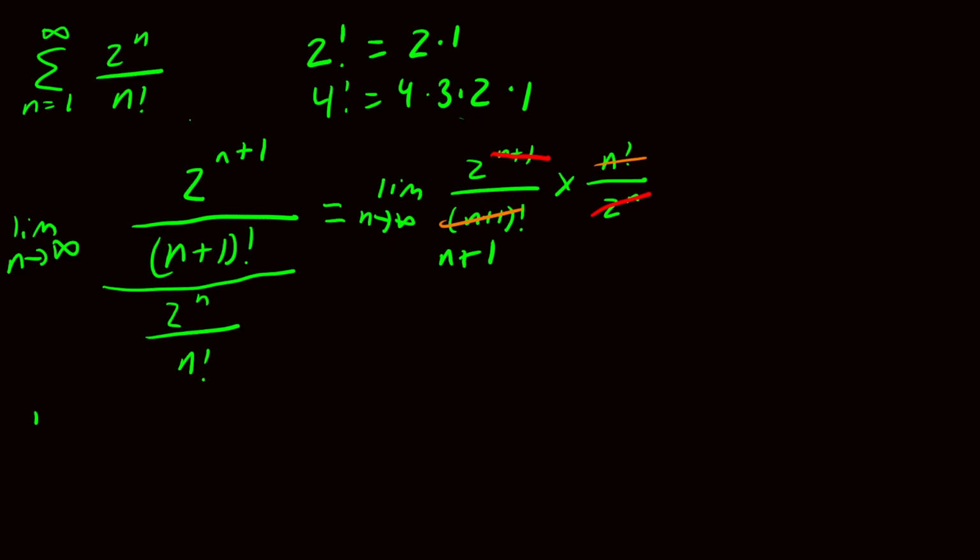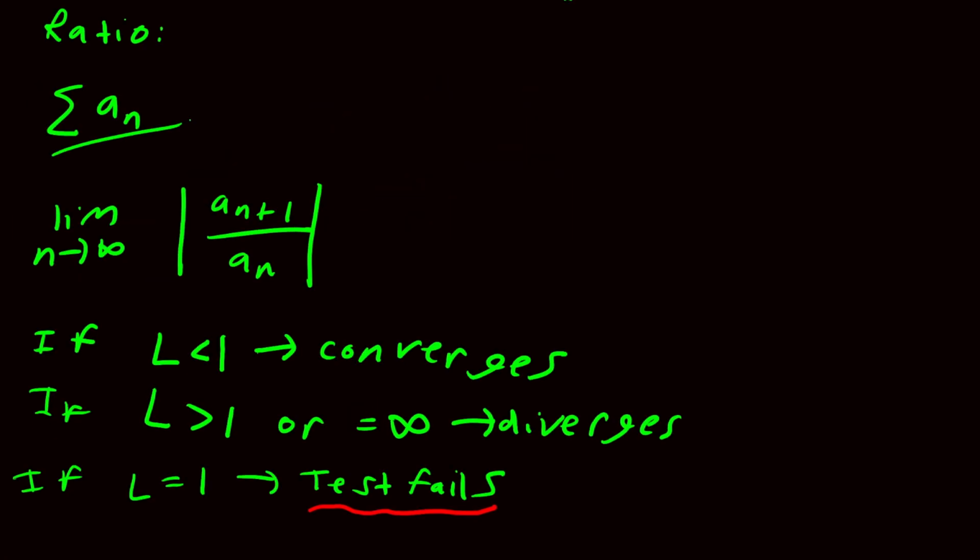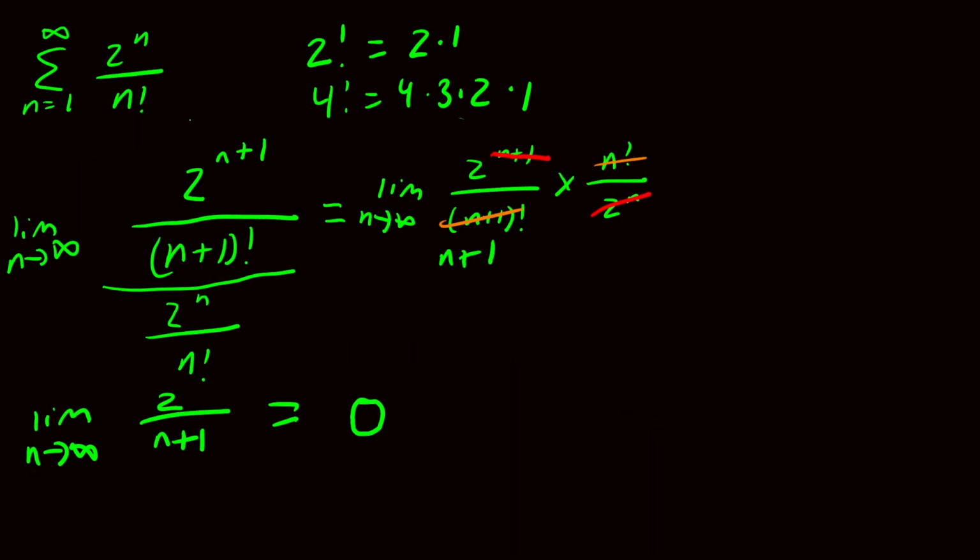So this becomes the limit as n goes to infinity of 2 over n plus 1. Now, what is this? Well, if we quote-unquote plug infinity in, the denominator is going to be growing huge and huge. This is going to approach 0. So now, what did we say? Well, we said if the limit is less than 1, it converges. Is 0 less than 1? Yes. So by the root test, or the ratio test, this series converges.